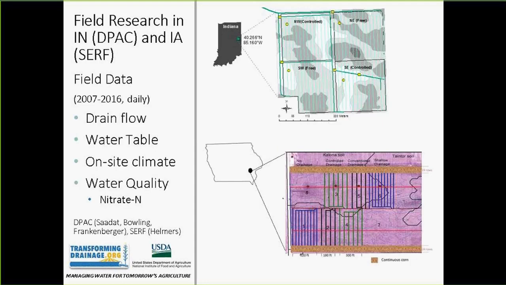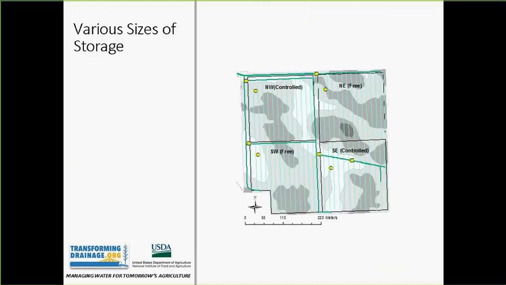So, putting this into application. We used a field measured data set from the Davis Purdue Ag Center in East Central Indiana. I want to thank Dr. Bowling again and Jane Frankenberger, obviously, for this data. And then also the Southeast Research Farm in Iowa, which Matt Helmers provided some of the data for. And so we have 10 years of daily data here for drain flow, water table, climate, and nitrate that we used as input into the model.